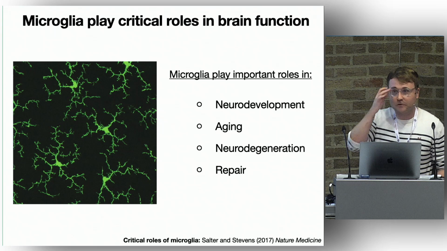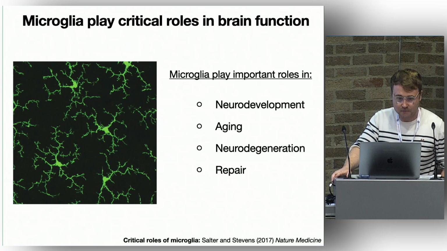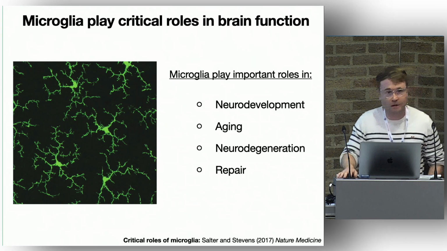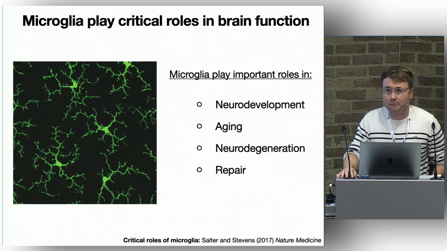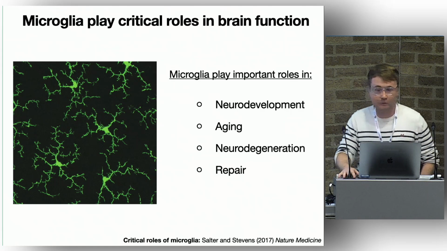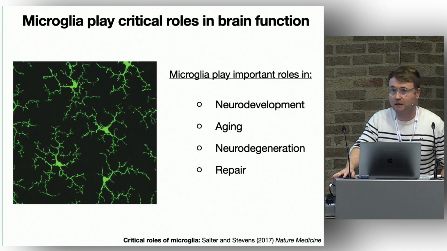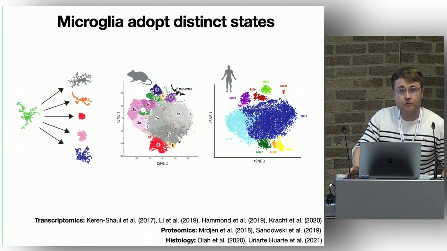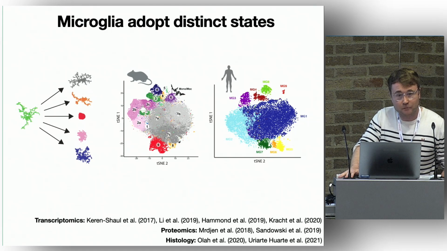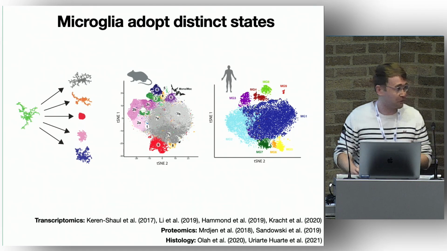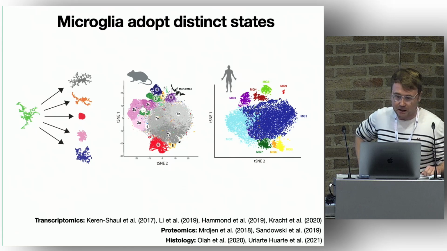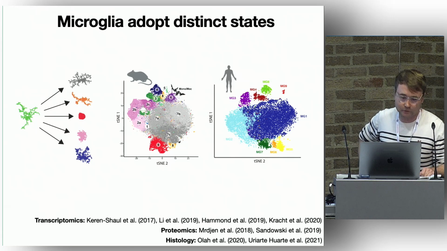So, as we all know, microglia are the resident immune cells of the brain. They play critical roles in almost every aspect of brain function. And moreover, human genetics has implicated these cells in the development of multiple different diseases, including Alzheimer's, Parkinson's, and multiple sclerosis. And over the last 5 years, many studies have revealed that microglia do not exist as a homogeneous cell type, as many of the great talks before me have highlighted, but rather they can adopt subtypes called states.